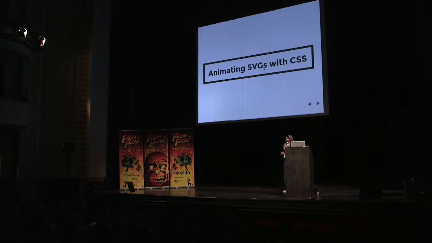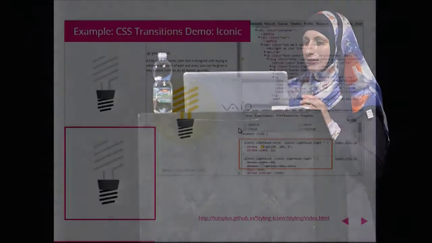Next up, animating SVGs. So we can style SVGs using CSS, so it only makes sense that we will be able to apply transitions and animations to them using CSS as well. Animations can be as simple as a very simple hover effect.